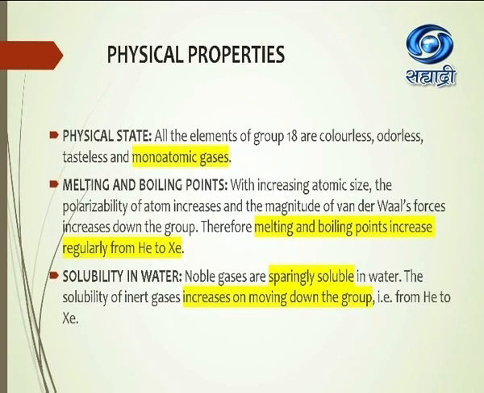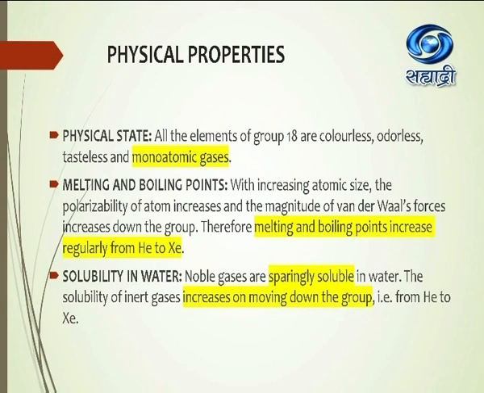Now physical properties. Physical state. All the elements of group 18 are colorless, odorless, tasteless, and monoatomic gases. So this point one has to remember, monoatomic gases. Then melting and boiling points. With increasing atomic size, polarizability of the atom increases and the magnitude of van der Waals forces increases down the group. Therefore, melting and boiling points increase regularly from helium to xenon.